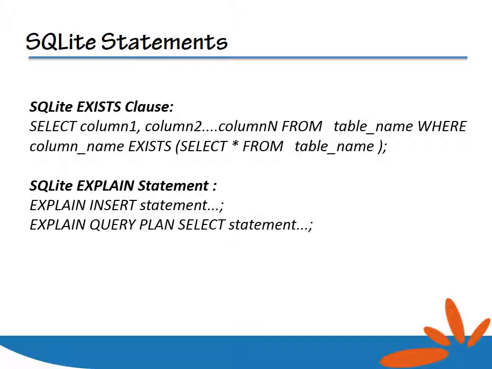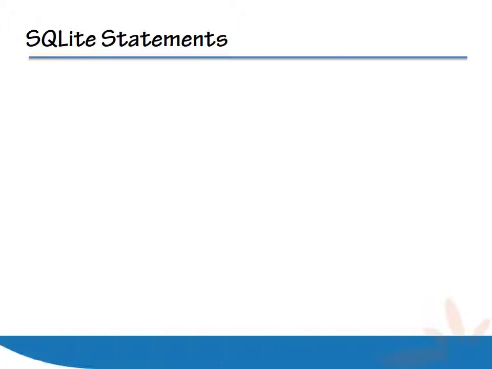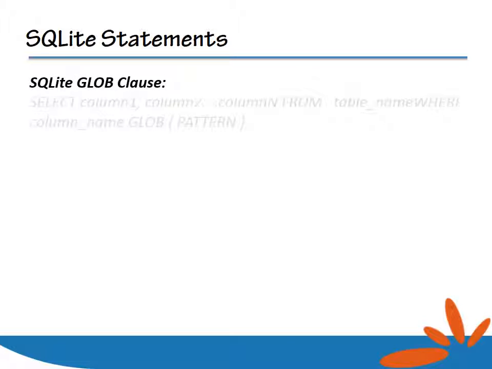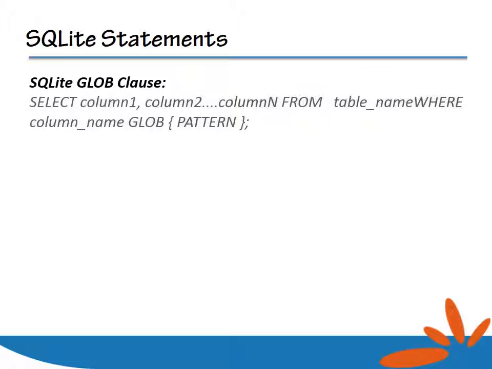And the code is EXPLAIN INSERT statement, terminated by a semicolon, or EXPLAIN QUERY PLAN SELECT statement, terminated by a semicolon. The next one is SELECT, specify the first column going to the last column, separated by a comma, then FROM, specify the table name, WHERE, specify the column name, then the code GLOB, and specify the pattern that you want to search.